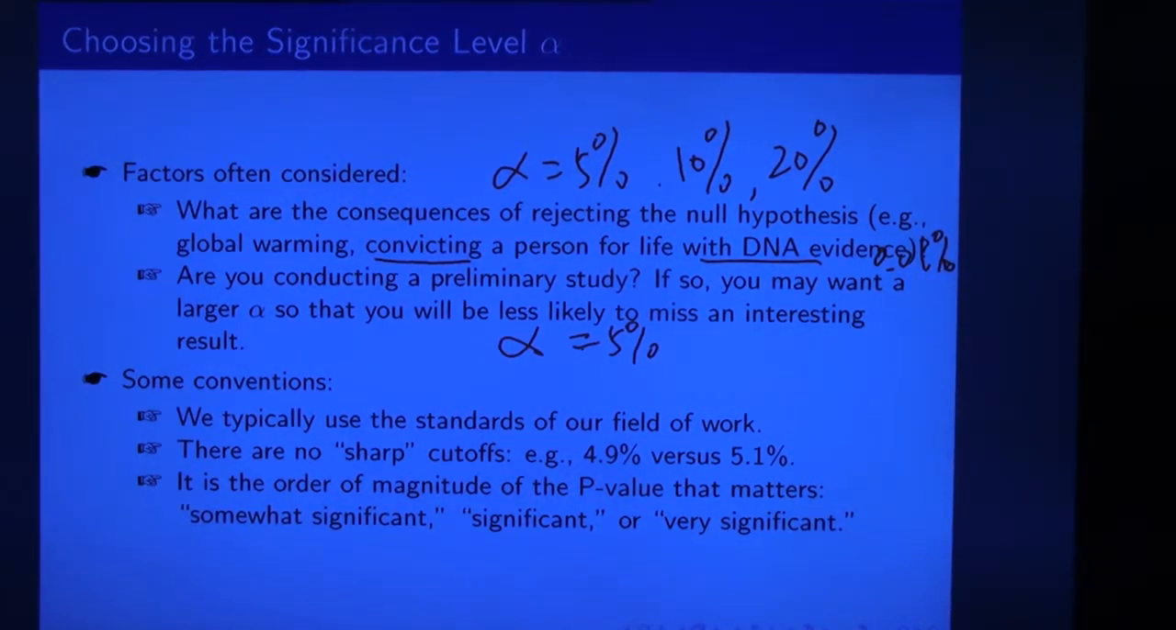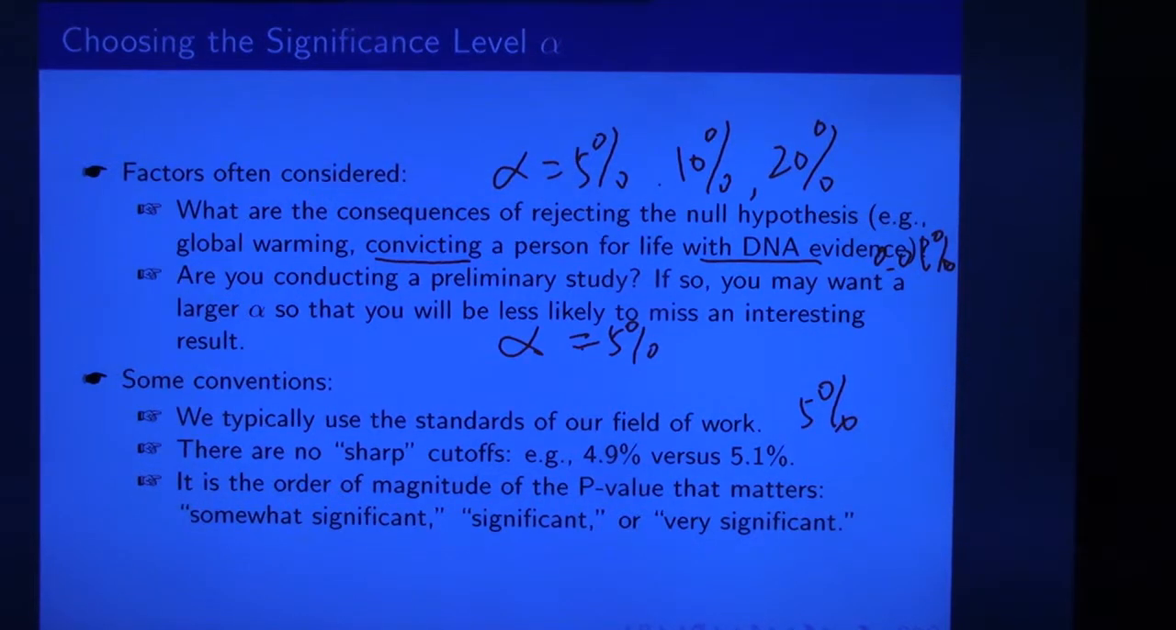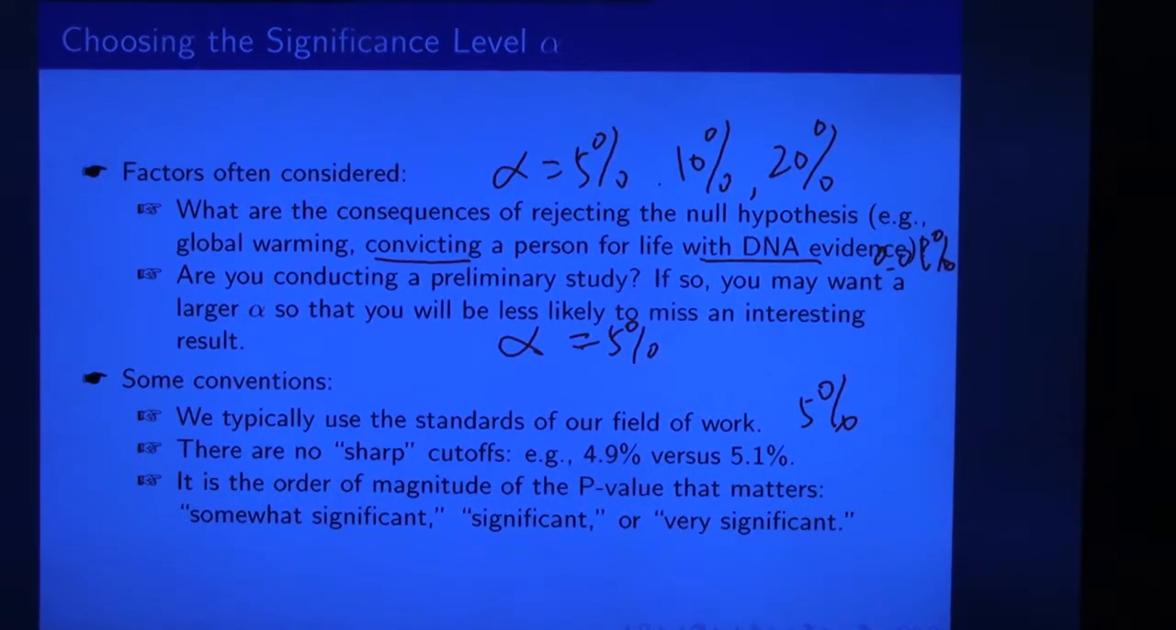So the choice of a significance level alpha really depends on what we are doing. Some conventions: if you don't want to choose by yourself, we typically use the standard of our field. As far as I know, most will choose 5%. Another thing to consider is there are no sharp cutoffs. You said we choose 5%. How about I choose 4.9%? How about I choose 5.1%?